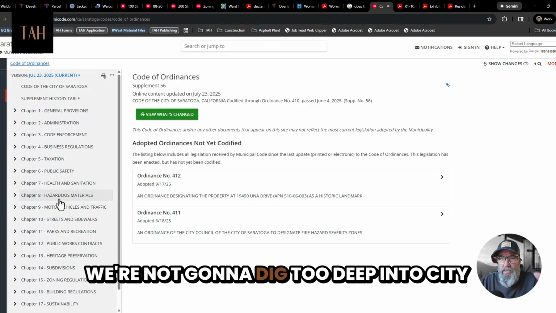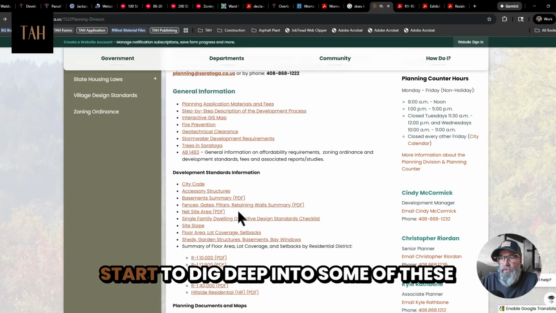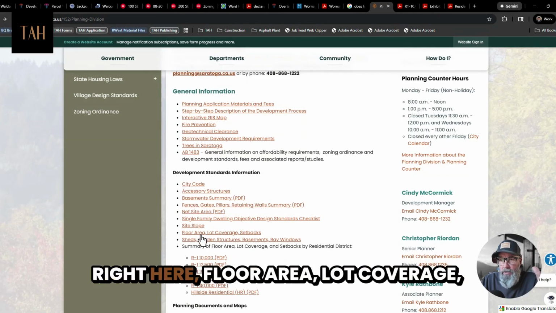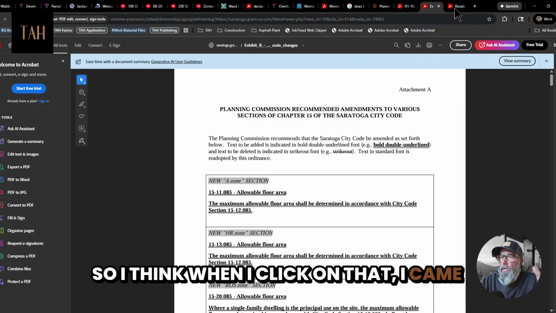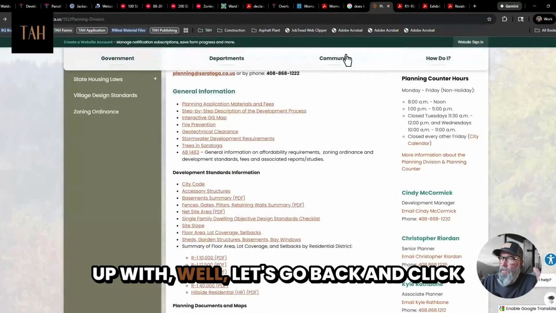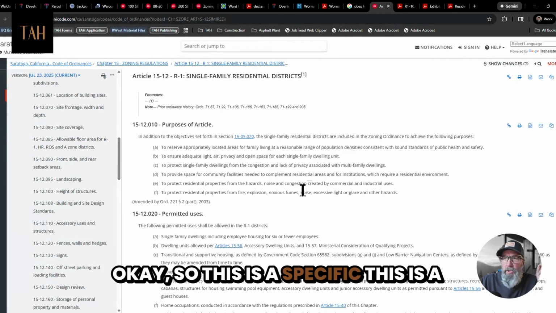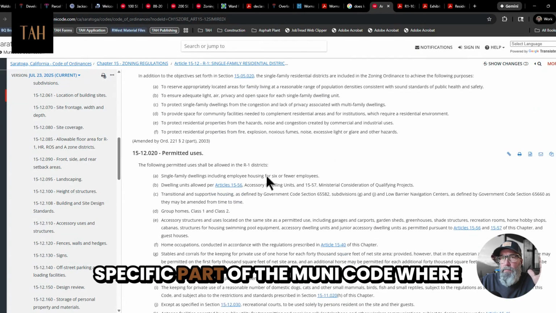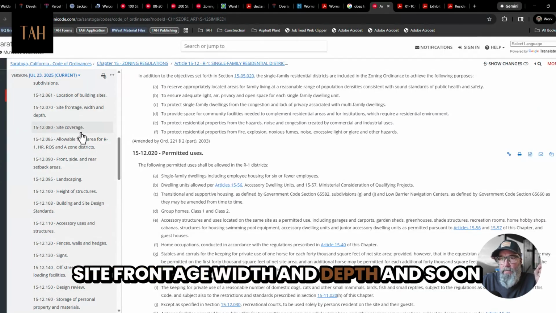We're not going to dig too deep into City of Saratoga because we've already done that. But what I did want to show you is, as you start to dig deep into some of these things, you'll see right here: floor area, lot coverage, and setbacks. So I think when I click on that, I came up with, well, let's go back and click on it and see what I come up with. Okay. So this is a specific part of the Muni Code where they talk about site coverage, site frontage, width and depth, and so on.